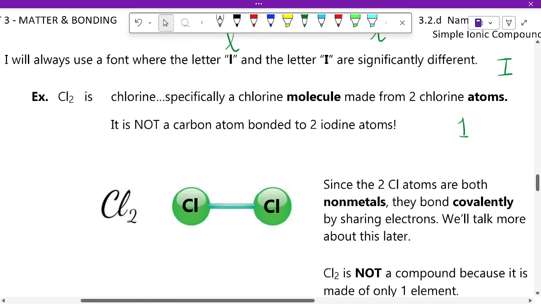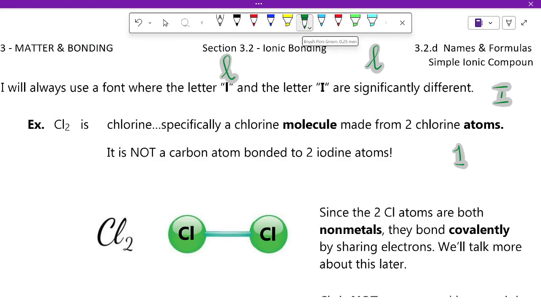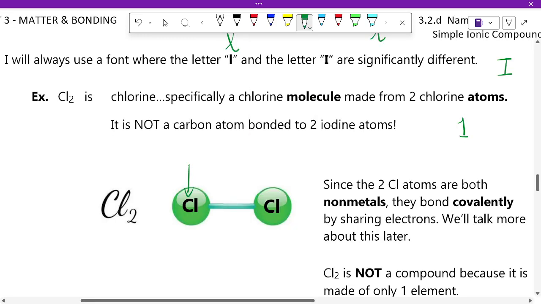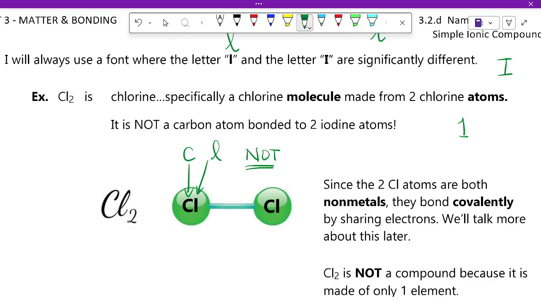Okay, so here we have Cl. That's a C and that's an L. It's not a Ci. In fact, if you ever see Ci, it's probably wrong. Not 100% of the time, but most of the time. The only time you might see it is you might see Ci4. But other than that, no.